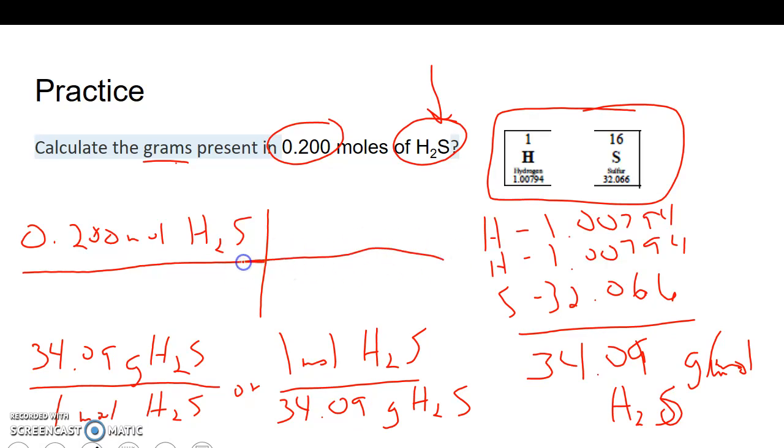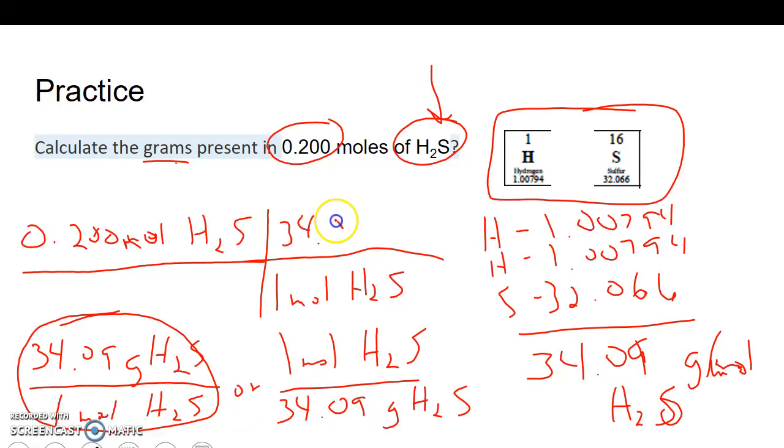So now I see which one will go best in my conversion factor. So I got moles up here, right? And so I want moles diagonal. So I want to use this conversion factor. So I want to say 1 mole H2S over 34.09 grams H2S. Moles cancel. I have grams in my answer. Once I have my conversion factor set up, then I just do the math.